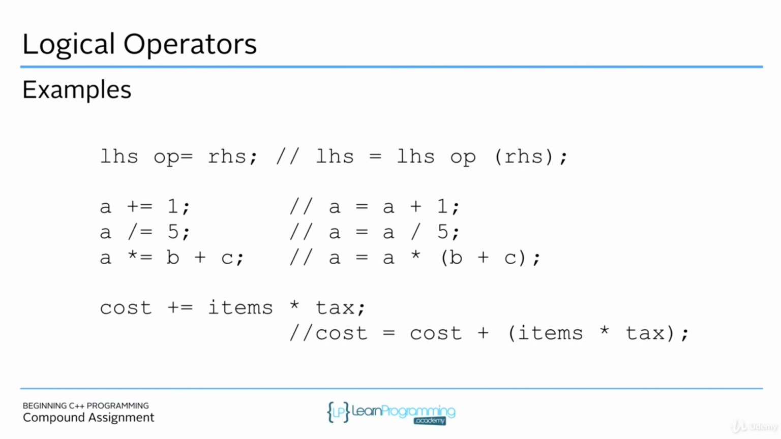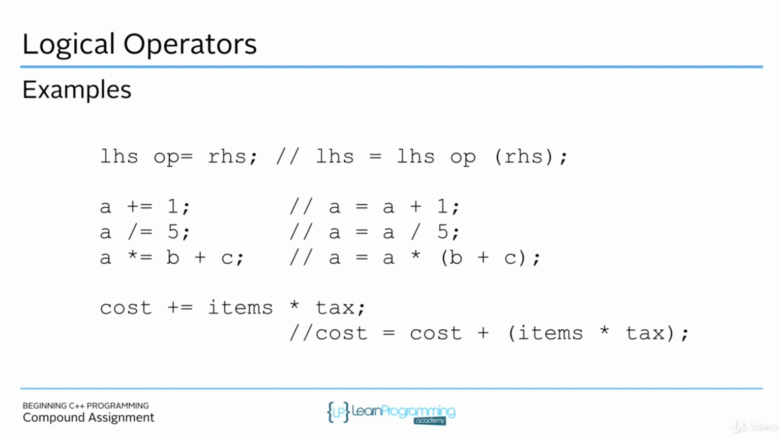Here we see some examples of using several of the compound assignment operators. Let's look at the first example, a plus equals 1. This means increment the left-hand side by the right-hand side and store the result back into the left-hand side. So this is the same as a equals a plus 1. And it's another way of incrementing a variable by 1. The second example works exactly the same way, except that we'll be dividing the a by 5, then storing the result back into a. The third example shows how the entire right-hand side is evaluated before the operator is applied.